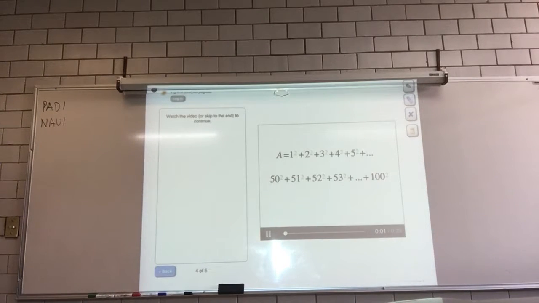Right, it's A100, which is the sum of the squares from 1 to 100, minus A49, which is the sum of the squares from 1 to 49. That leaves you with the sum of the squares from 50 to 100, which is equal to this expression here. Can you figure out what this expression is equal to? Remember that the sum of the first n squares is equal to n times n plus 1 times 2n plus 1 over 6.